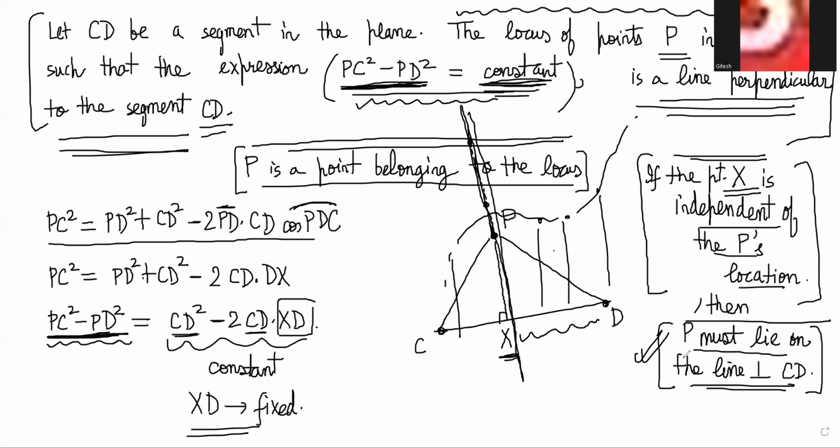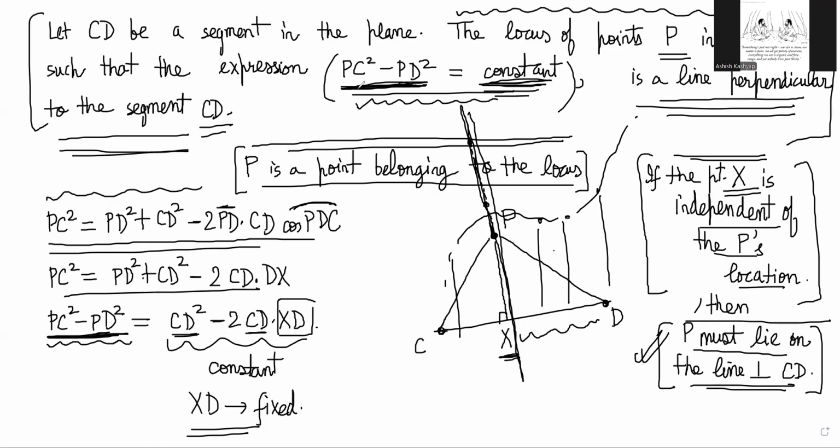Correct? Yes, sir. Now, the second part of it: by cosine rule, we have written this relation, and we have shown that because this condition is constant, and CD was fixed anyway because line segment CD was given, from here we know that XD is fixed, right? And if XD is fixed, that means the X position is fixed. Yes, sir. If the X position is fixed, then that locus has to be a straight line perpendicular to it. No other locus will happen where X is fixed. Do you understand what I'm saying?